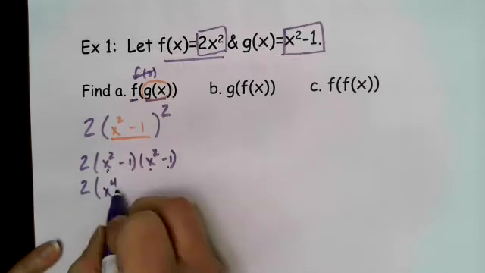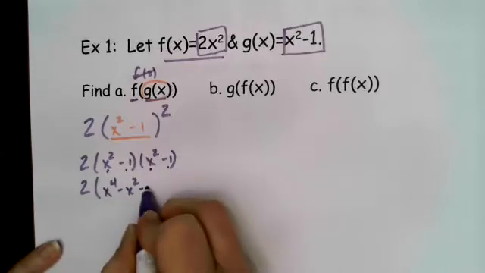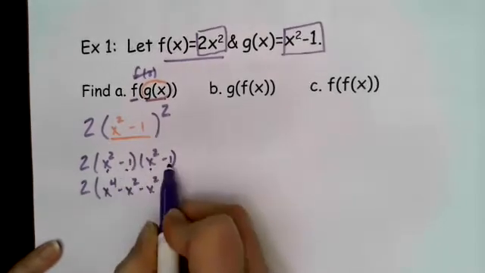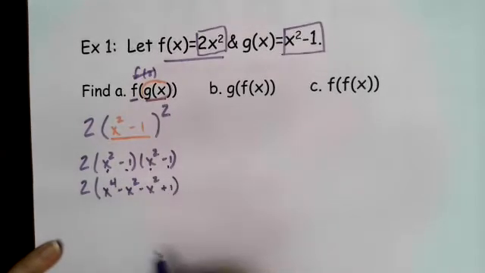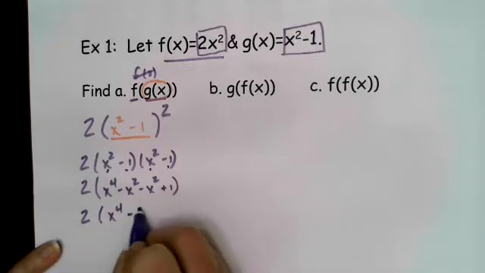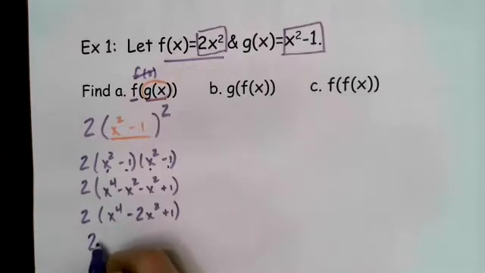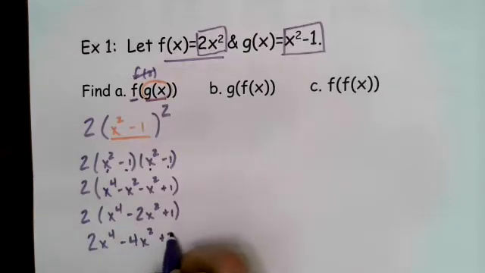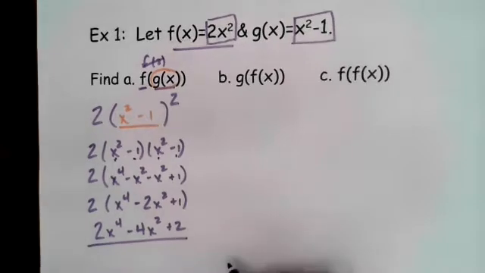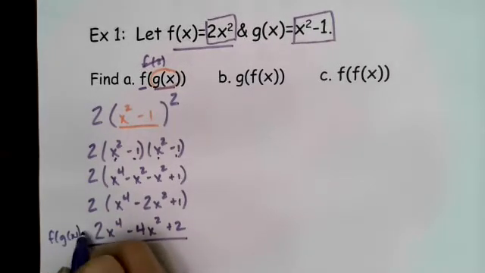x squared times negative 1 will be a negative x squared. Negative 1 times x squared will also be a negative x squared. Negative 1 times negative 1 will be a positive 1. So let me combine some like terms here: x to the fourth minus 2x squared plus 1, and then distribute my 2. So I have 2x to the fourth minus 4x squared plus 2. This is my answer to f of g of x.